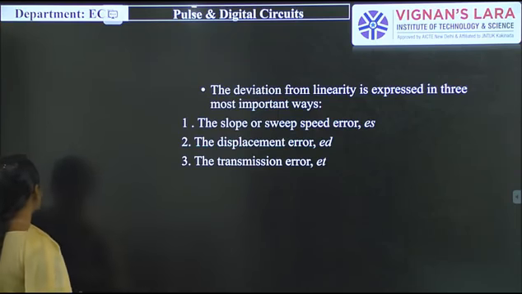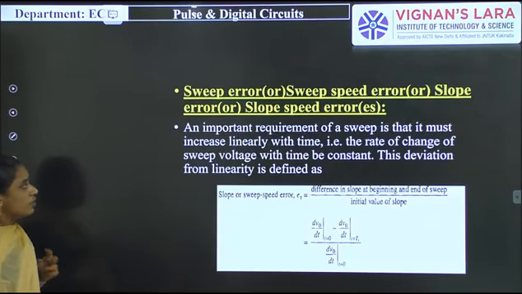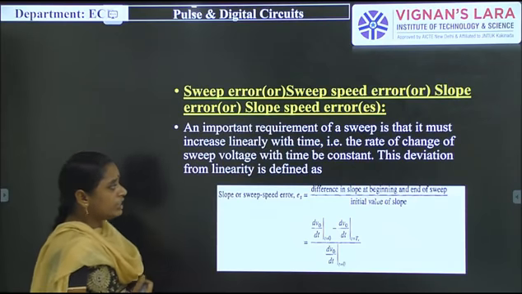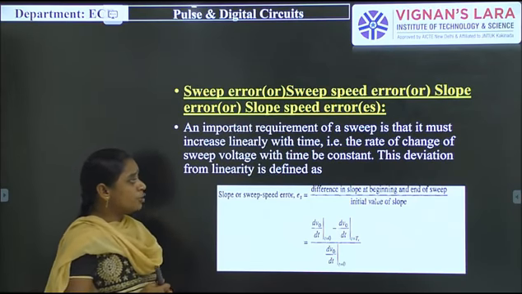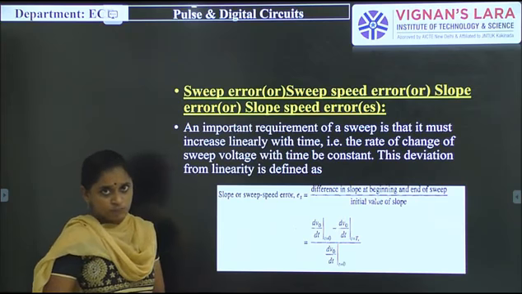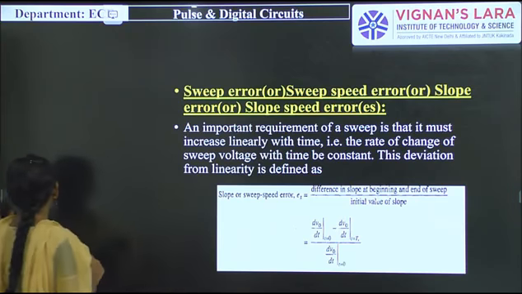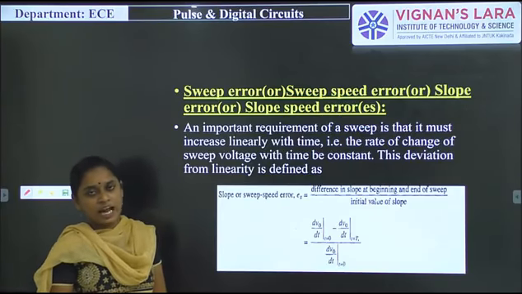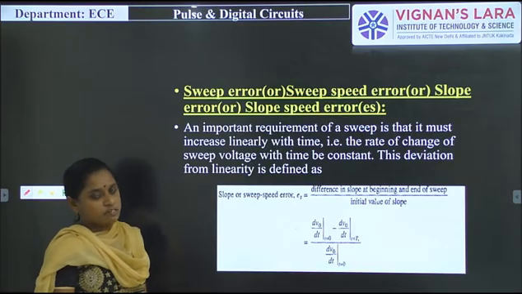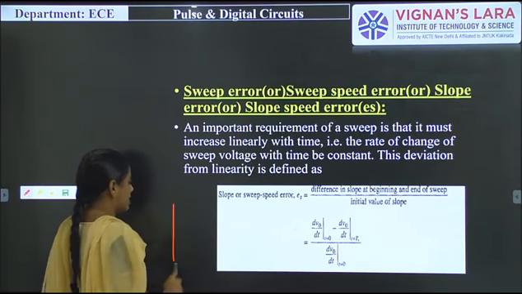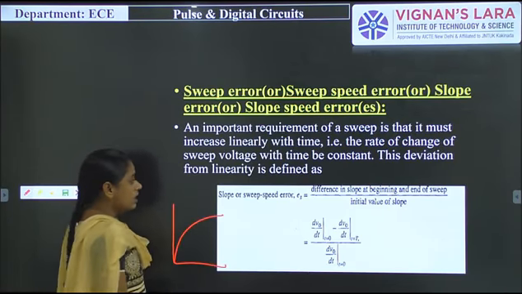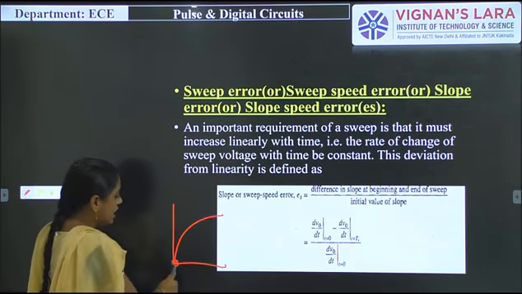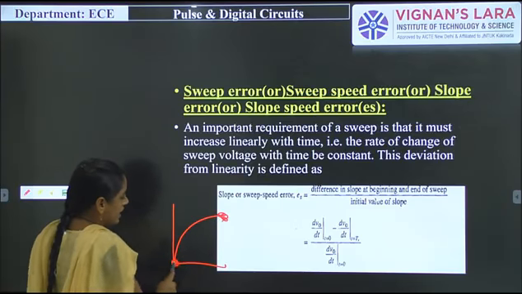First we discuss the sweep error, which is an important requirement of the sweep. It is the difference between the initial slope and the final slope, divided by the initial slope. For example, when a ramp signal, so obviously the input signal will be a ramp signal, is passed through a high pass RC circuit, the output will be an exponential signal like this. So here the sweep error or slope error is defined like this: the difference between the initial slope and the final slope, by the initial slope.